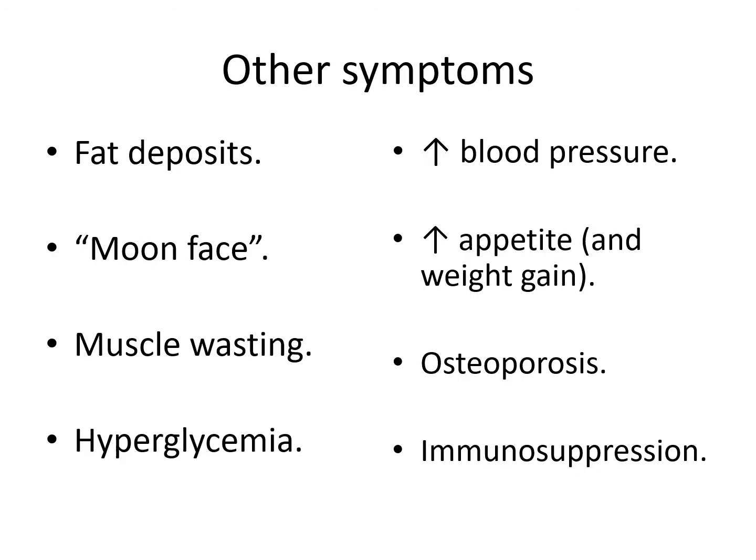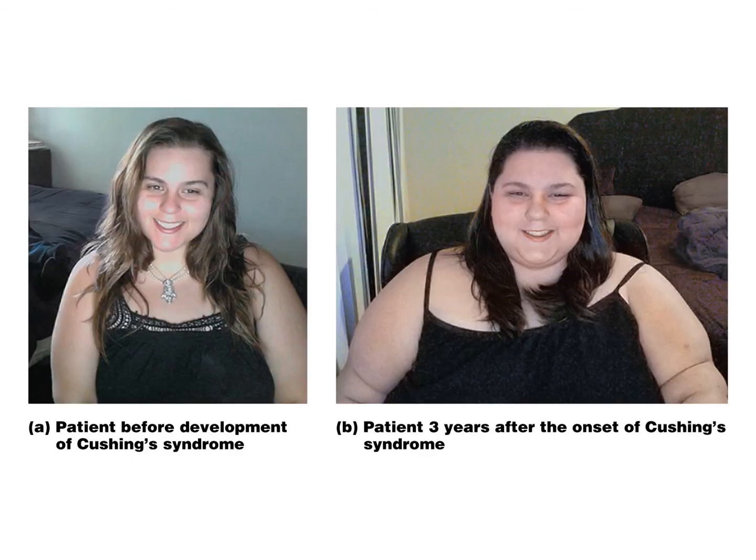The symptoms include fat deposits, a very round face or moon face, muscle wasting, hyperglycemia and elevated blood sugar, increased blood pressure, increased appetite, which will increase weight gain, osteoporosis, so the breakdown of bone, and immunosuppression. This picture shows an individual before the development of Cushing syndrome and then after, and you can see the increase in weight gain and also the characteristic moon face.